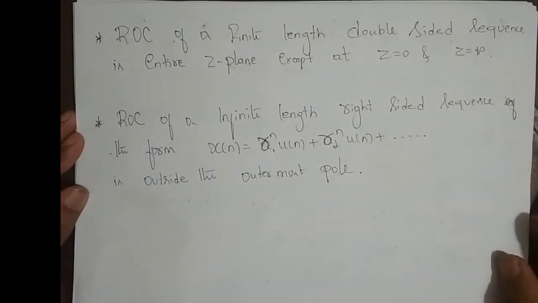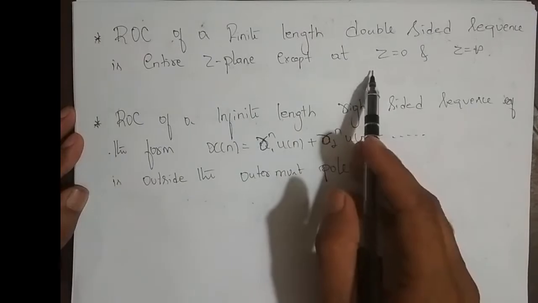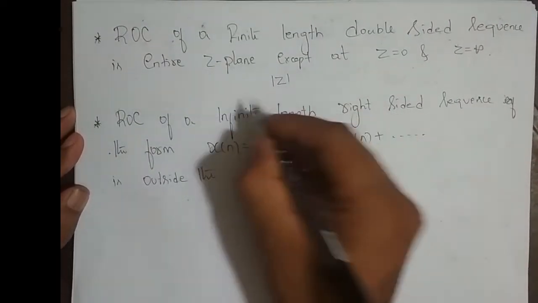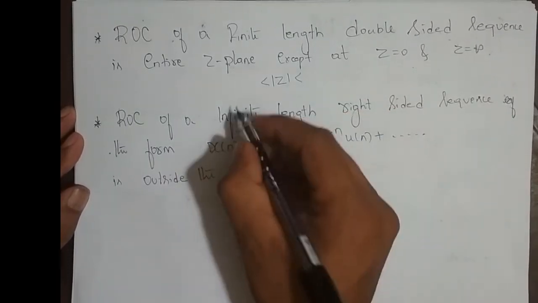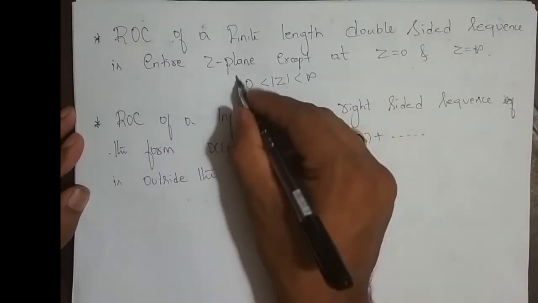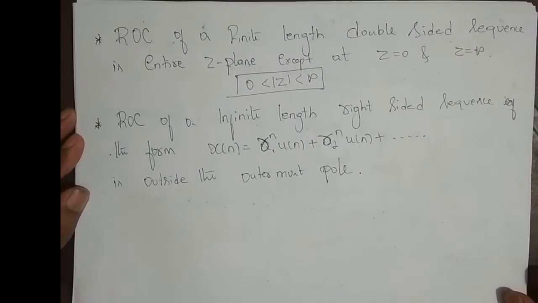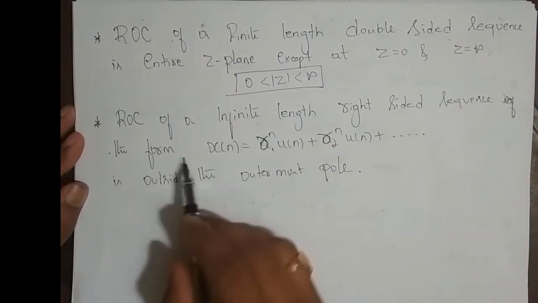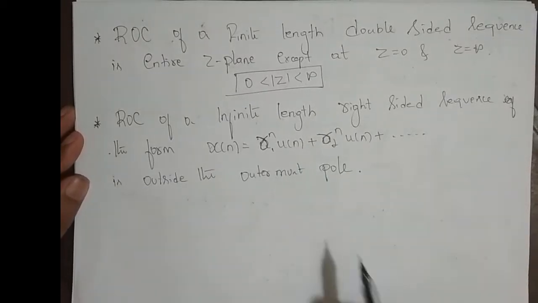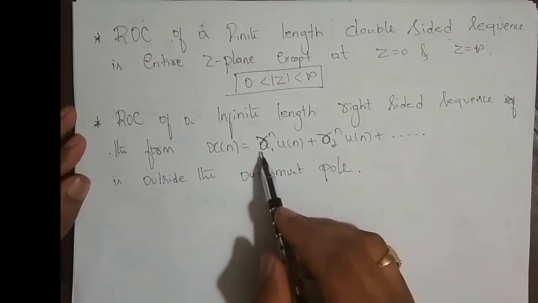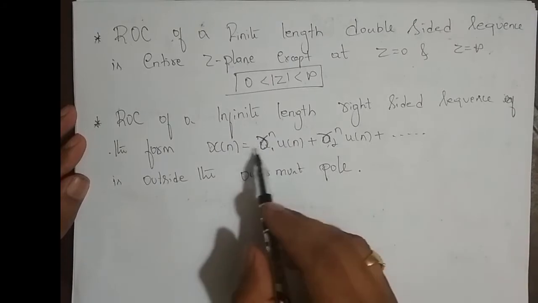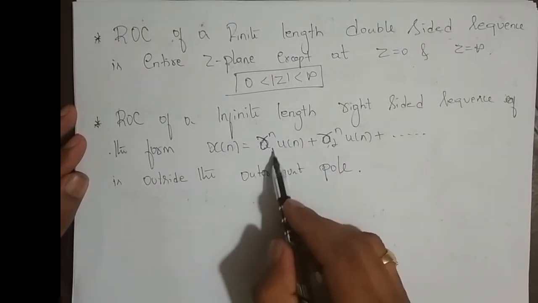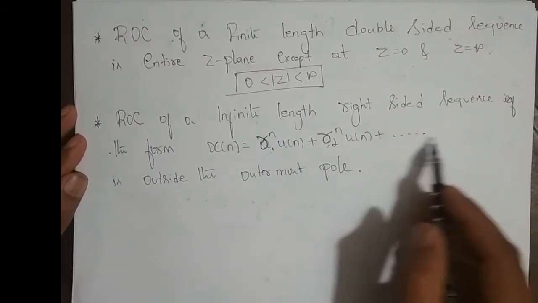And ROC of a finite length double-sided sequence is entire Z plane except at Z equal to 0 and infinity. It is combination of left and right-sided sequence. So equivalently, I can write it as in between 0 and infinity. And ROC of an infinite length right-sided sequence of the form, we have taken up this kind of problem in the previous videos, right? But I have taken it as A1, A2, A3. Here we will talk about R because this corresponds to radius of the circle. So it is R1 power n u of n plus R2 power n u of n and so on.